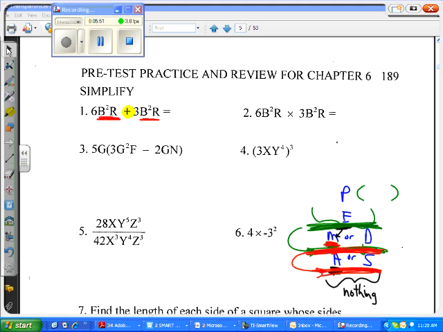When you add or subtract, what happens to the name? When you add, what's your exponential law? What do you do to your exponents? Nothing. You do nothing to the exponents. The name stays the same. B squared r, 6 of those plus 3 of those is 9 of those little b squared r's. Any questions on that?